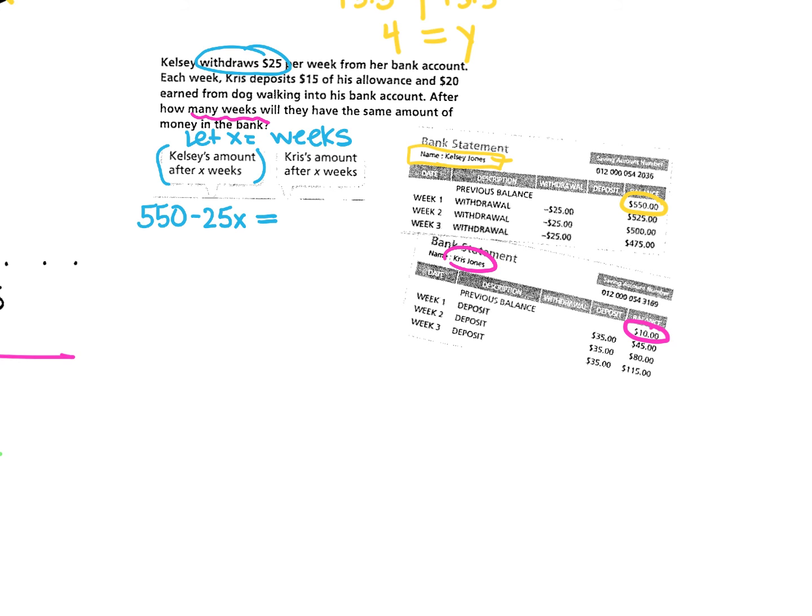So then we have Chris here. Chris starts with 10 and then deposits 15 a week. So this is plus 15x. Also 20 a week. So plus 20x. The x again represents the number of weeks. Now we have an equation. We're going to solve it and see when they both have the same amount in their account.